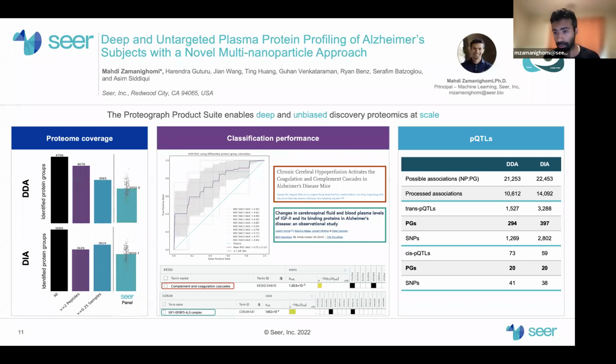Again, for such a small cohort, we made sure the FDRs are quite conservative for these protein groups, and we found notable Alzheimer's biology within these 20 protein groups. Overall, we believe the Proteograph technology enables deep and unbiased discovery of proteomics at scale.